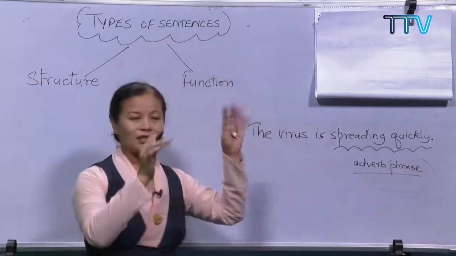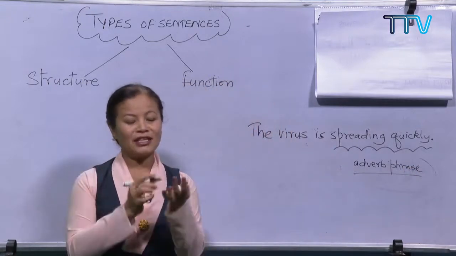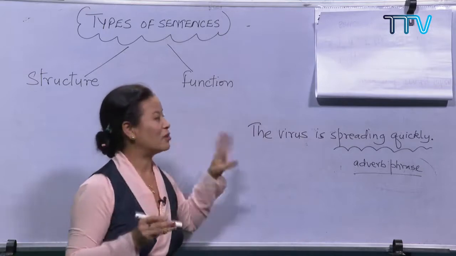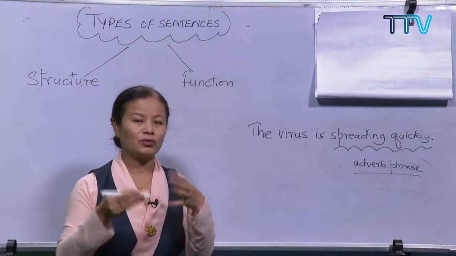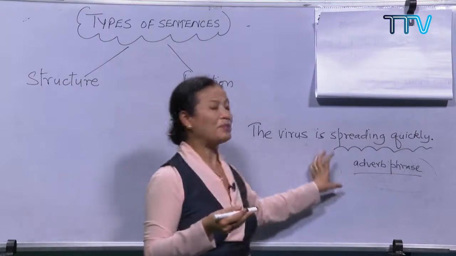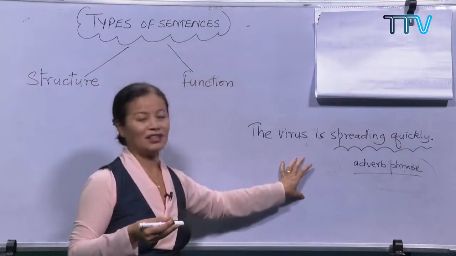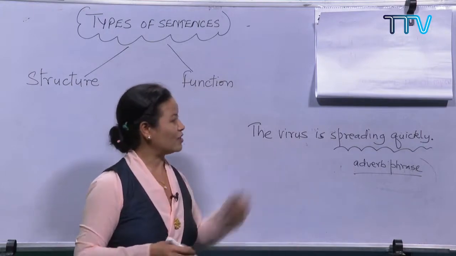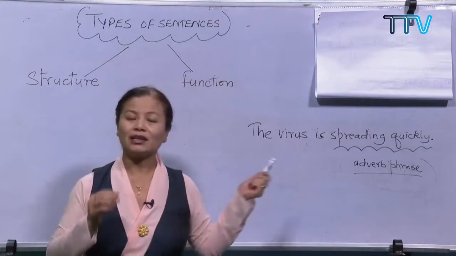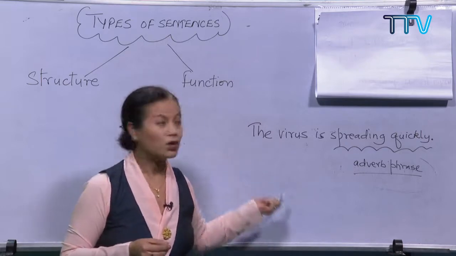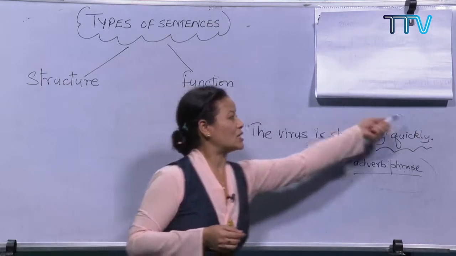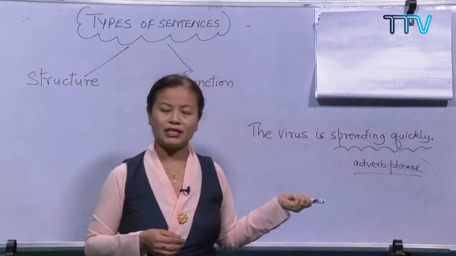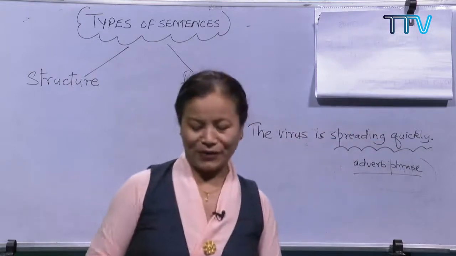So while I was sitting there and listening to Gideon Thargila's session, I just remember quickly brushing up through the slides. I found that I missed this part, adverb phrase, and that's why I'm telling you in this session. Okay? So "the virus is spreading quickly" is an example of an adverb phrase, because this is functioning as an adverb in the sentence. Is it clear now? All right.